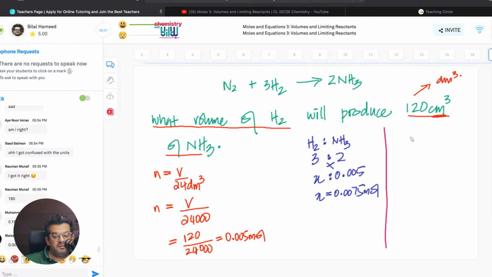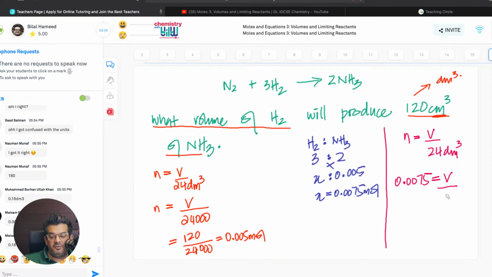Then the last thing is what? You want to find the volume, right? So you can use that formula. If you do that, you get the answer in dm cube. So 0.0075 over V over 24. Now I believe that is 0.18. I'm just guessing. 0.0075 into, what is it, 24? It's 0.18, yeah. 0.18 dm cube, which is about 180 cm cube, whichever way you want to leave the answer. That's how you do this.